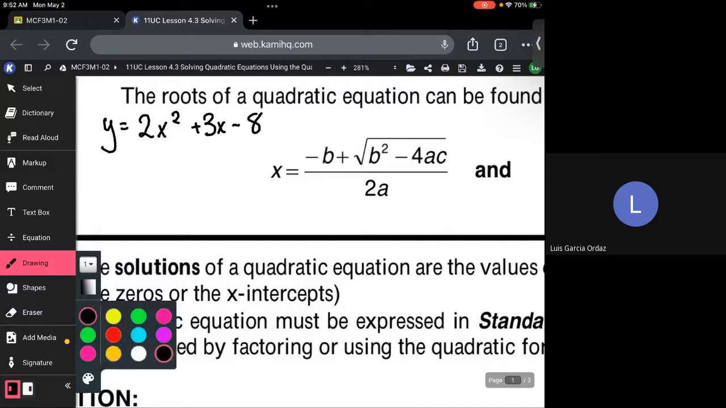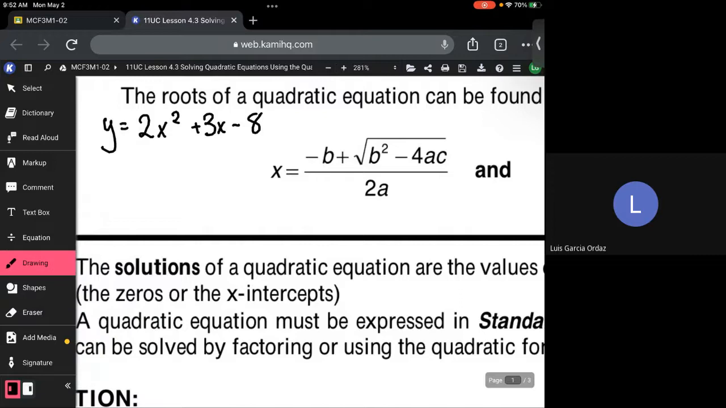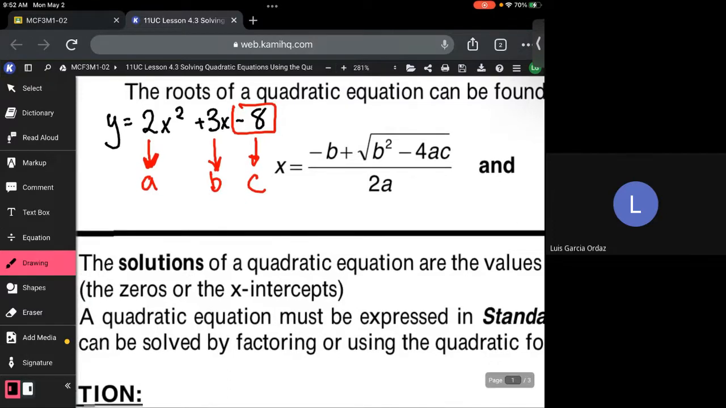So who can tell me what A is going to be? Olivia? So A is 2. So the number in front of x squared is your A. My B is going to be the number in front of x, so 3 is B. And my C is going to be the last number, so it's going to be negative 8. So that's my C. And all you're doing is basically plugging in those numbers into the quadratic formula. That's it.